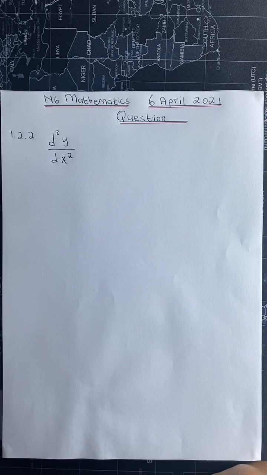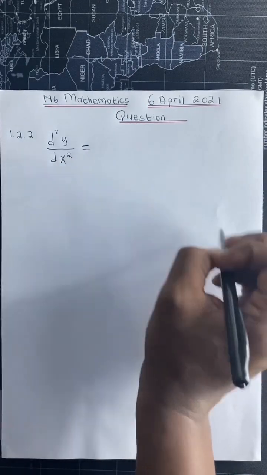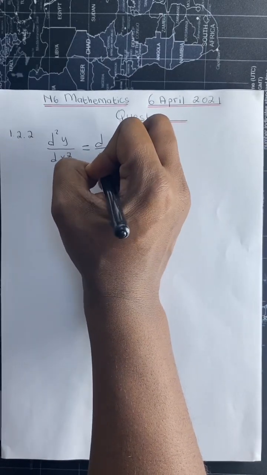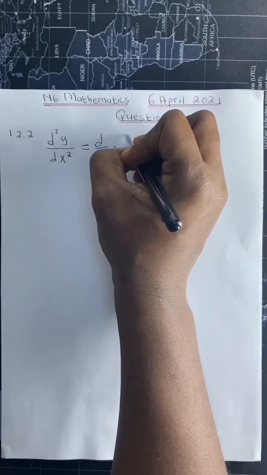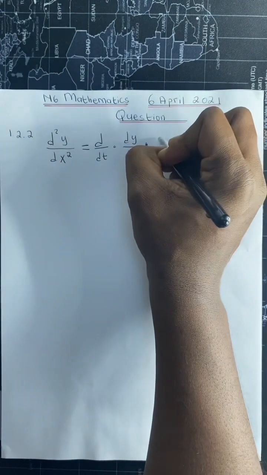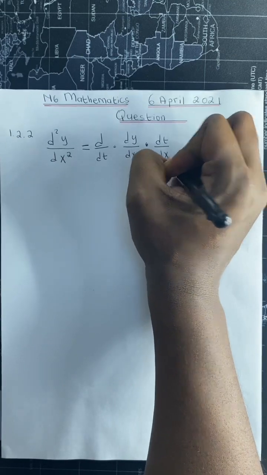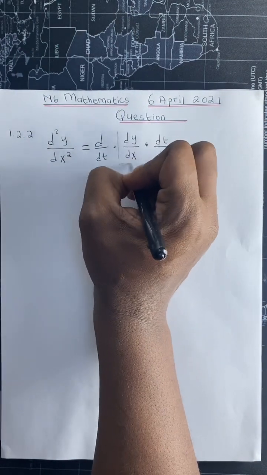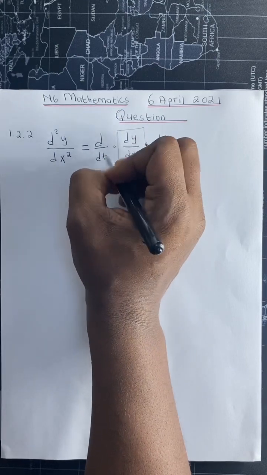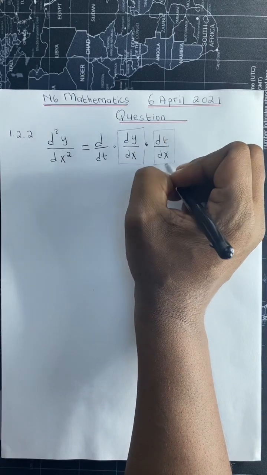For question 1.2.2, we have to evaluate d squared y over dx squared. And to evaluate this, we have to use this formula, which is not available on our formula sheet: d over dt multiplied by dy over dx, multiplied by dt over dx. So we already have dy over dx, which we will differentiate with respect to t, and we have to determine what dt over dx is.